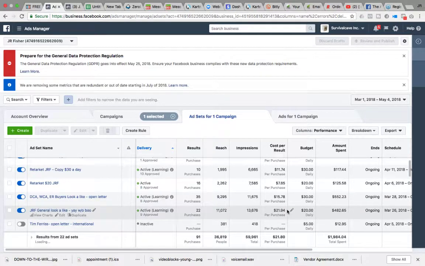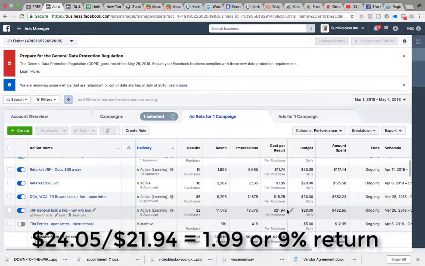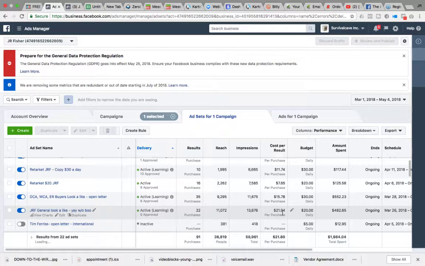Now at $21.94, okay, if my cart average value or average sale is $24.05, let's take a look and see what that is profit-wise. I got a 9% return here. Okay, so I'm still running this one, but it's on the higher end. I don't like just getting a 9% return. I want a better return than that. But right now it's okay.